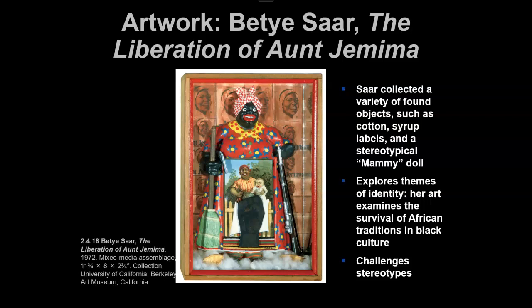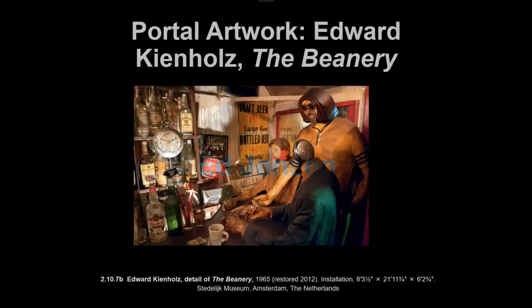stereotypical Mammy doll. She puts all these things together and explores the themes of identity, the idea of survival of African traditions and Black cultures, and challenges different stereotypes. But this would be an example of assemblage, bringing various objects and putting them together. This is Edward Kienholz, The Beanery, and again, an example of where an artist collects a lot of different objects and puts them together and creates this assemblage of lots of different objects and things.